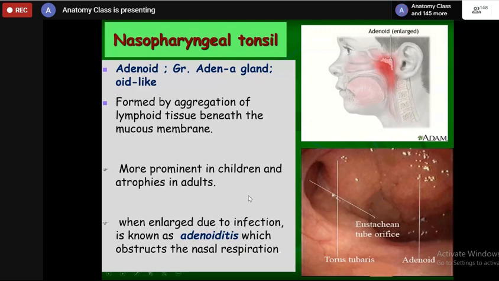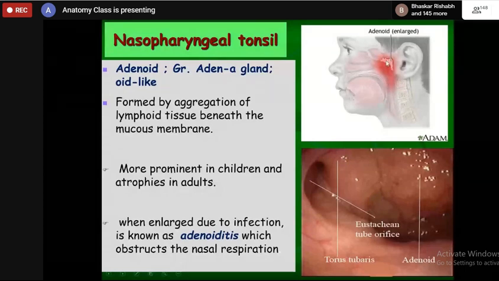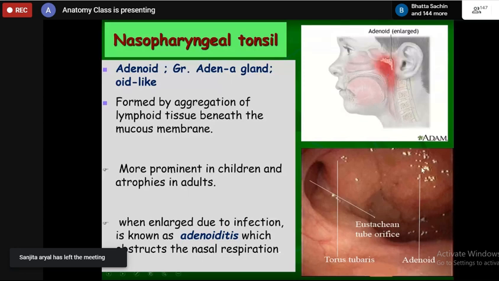So it has some clinical condition that will develop in children. When this gets enlarged due to irritation or infection, that condition is known as adenoiditis. Whenever you have adenoiditis, it will obstruct nasal respiration, because the tonsil gets enlarged. As a result, nasal respiration will be obstructed. So you can see over here also.